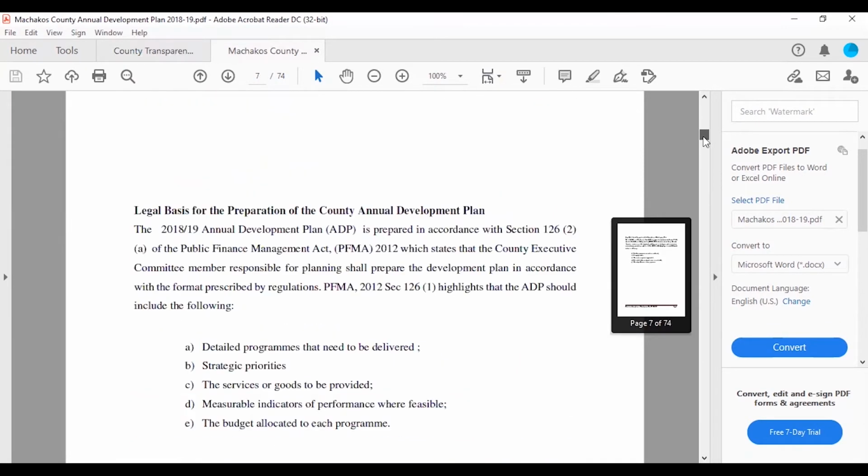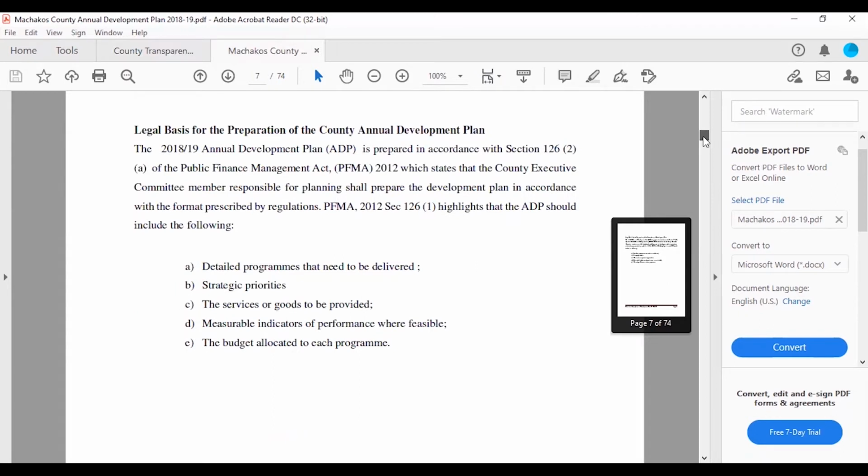Okay, so even as we scroll down, you can see the legal basis for the preparation of the county annual development plan. As I had stated earlier, it is in accordance with section 126(2)(a) of the Public Finance Management Act 2012, which states that the county executive committee member responsible for planning shall prepare the development plan in accordance with the format prescribed by regulations.